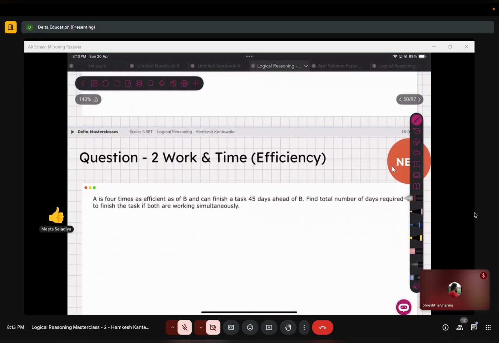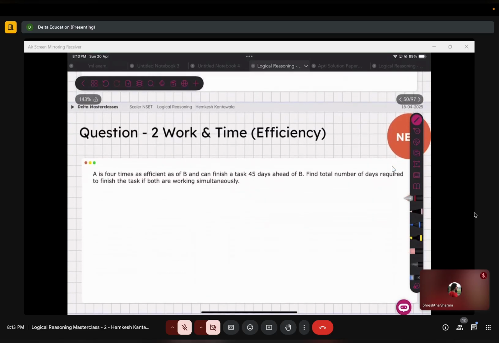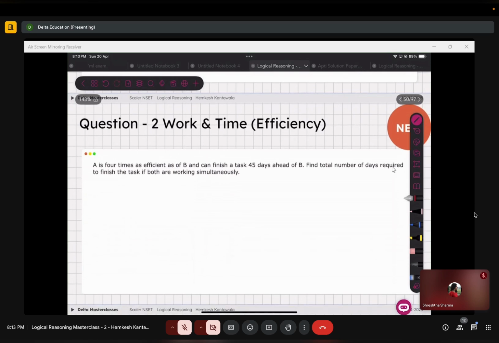Now this question is from the efficiency portion. The last question was from rate. This is from efficiency. The question says that A is 4 times as efficient as B and can finish the task 45 days ahead of B. Now we need to find the total number of days required to finish the task if both are working simultaneously. This is also an easy question. Let's take 2 minutes and solve this question.